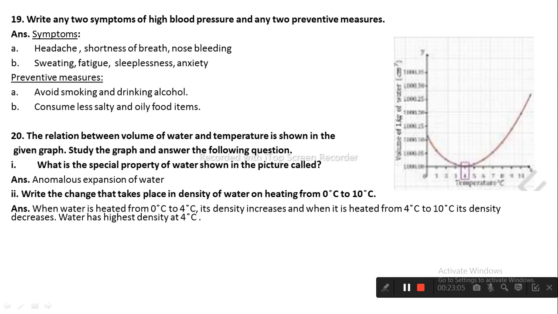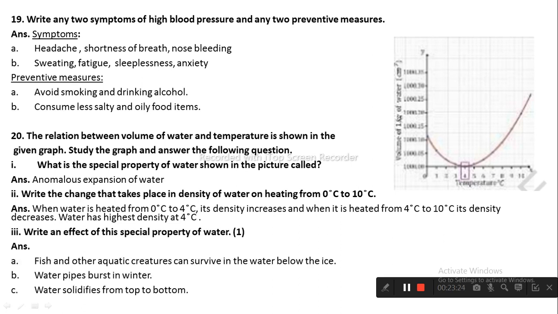Write the changes that take place in the density of water on heating from 0 to 4 degrees Celsius. When water is heated from 0 to 4 degrees Celsius, its density increases, and when it is heated from 4 to 10, its density decreases. Water has highest density and least volume at 4 degrees Celsius.